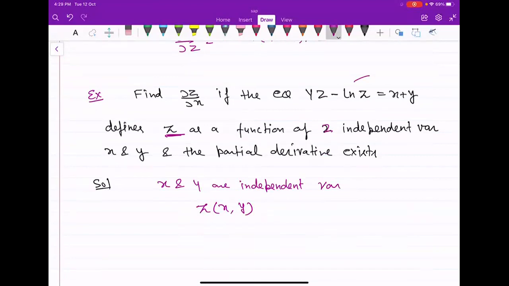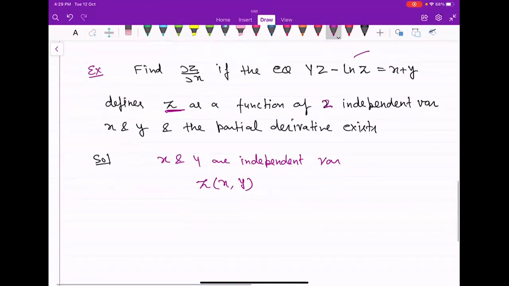That means you are not able to express z as a function of the independent variables. It is mixed variable, and you are not able to write z in terms of the other independent variables. Then the equation is called an implicit function or implicit equation. So here, now we have to compute the value of del z over del x.